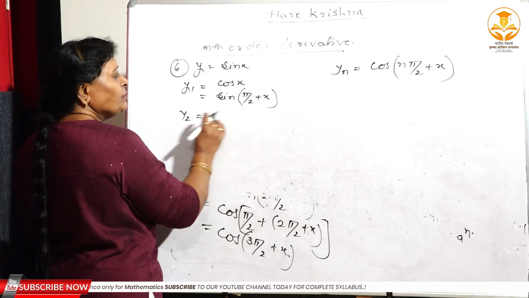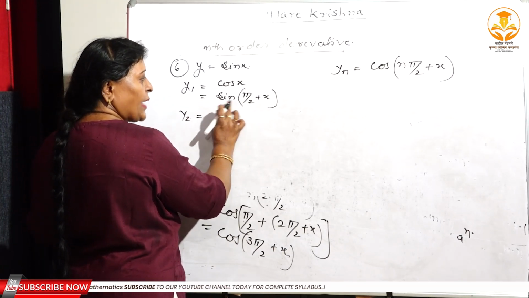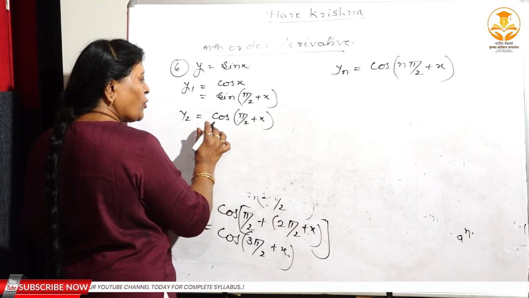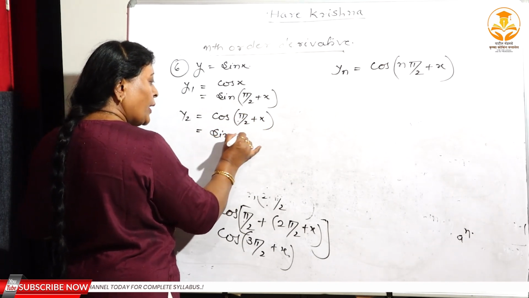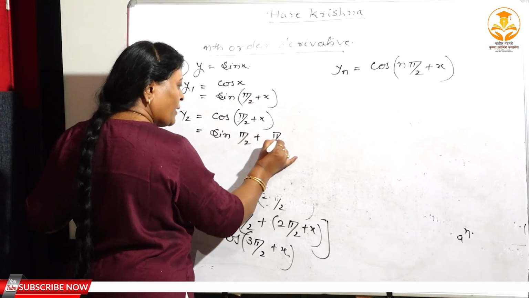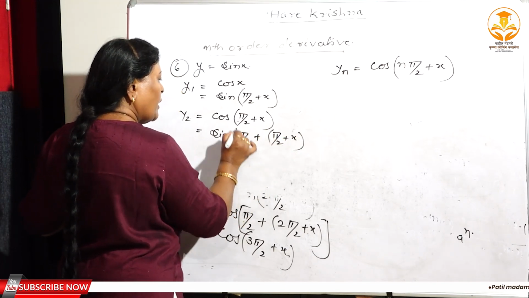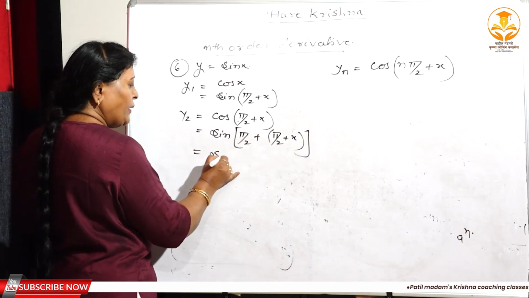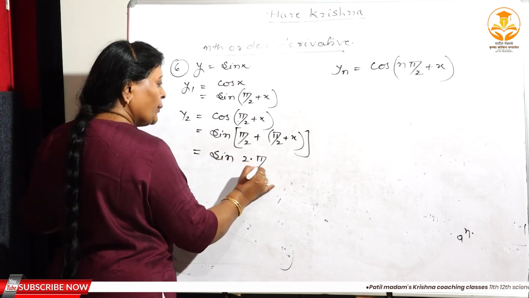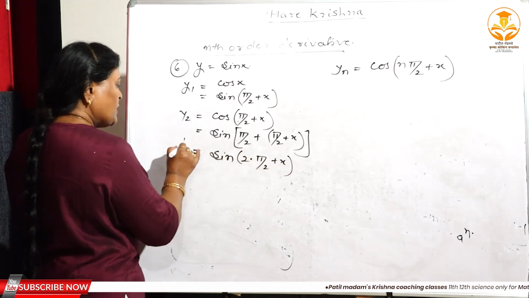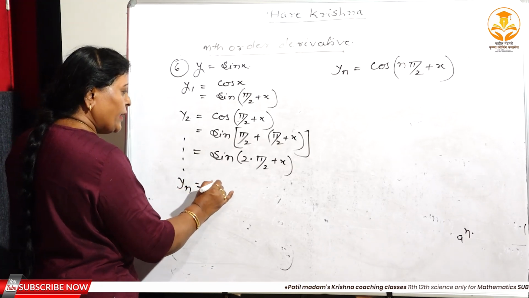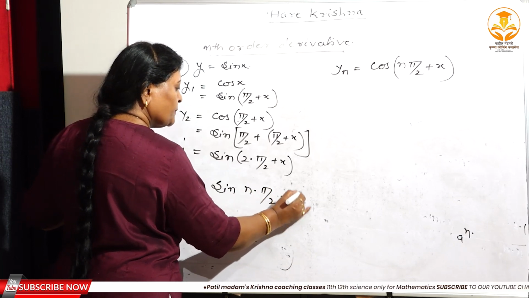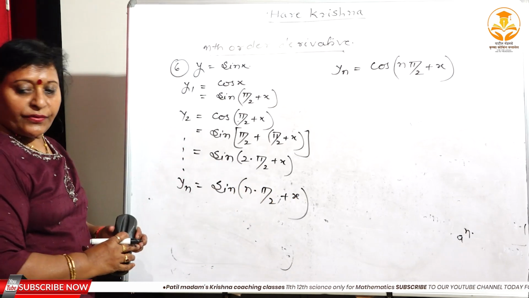Again y2. This you have to find out here. The derivative of sin x means cos x, that is cos of pi by 2 plus x, isn't it? Again this cos x you can write as a sine of pi by 2 plus this angle, that is pi by 2 plus x, isn't it? Again pi by 2 plus pi by 2 plus x you can write as a sine of 2 pi by 2 plus x. So similarly you can find out the nth order derivative, that is sine of n pi by 2 plus x. Right? This is the sixth one here, right?